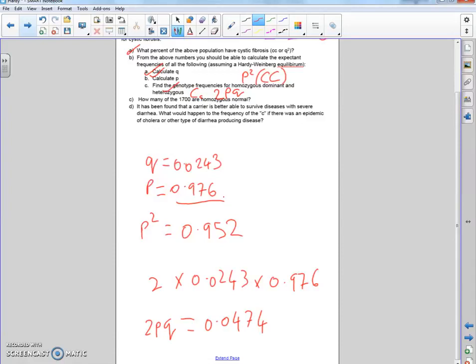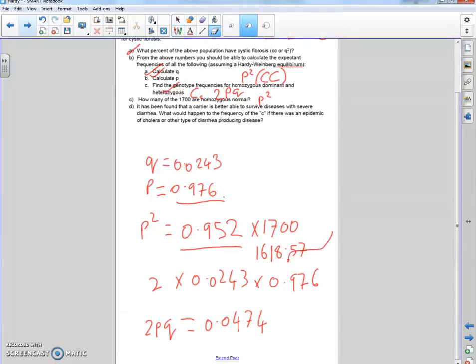Let's have a look at the next question. How many of the 1,700 individuals they talk about at the start are homozygous normal? Well, that's P squared, isn't it? We've got a proportion, 0.952. If you times that by the 1,700, that will give you the number of individuals that are going to be homozygous normal. If you do that maths, it comes out as 1,618.57. If you wanted to round that to a whole individual, I would guess you'd go up to 1,619. So we've answered that one.